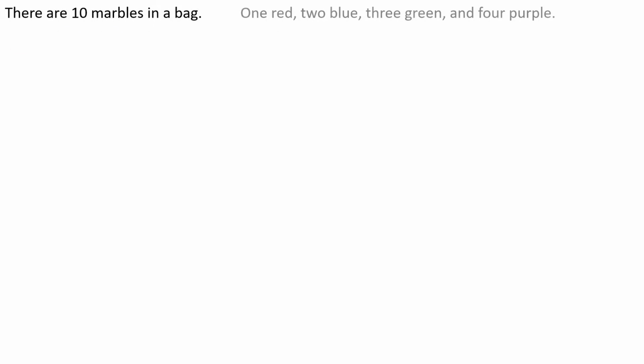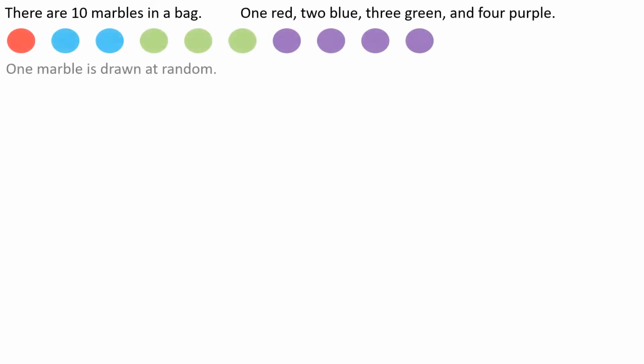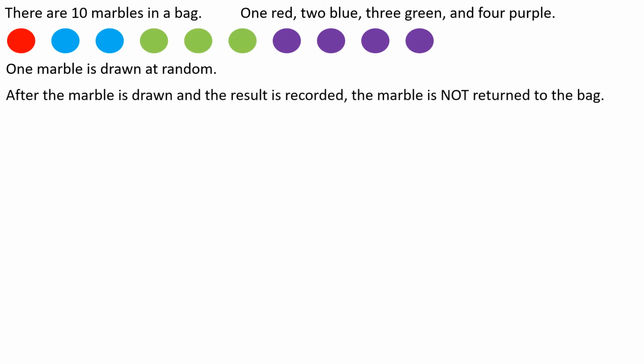I think the easiest example to explain is the 10 marbles in the bag. Again, I'm going to draw out one at a time. The key difference, though, is after I take a marble out of the bag and record the results, I do not put the marble back. Right? I keep whatever has been drawn and hang on to it. This is called without replacement.